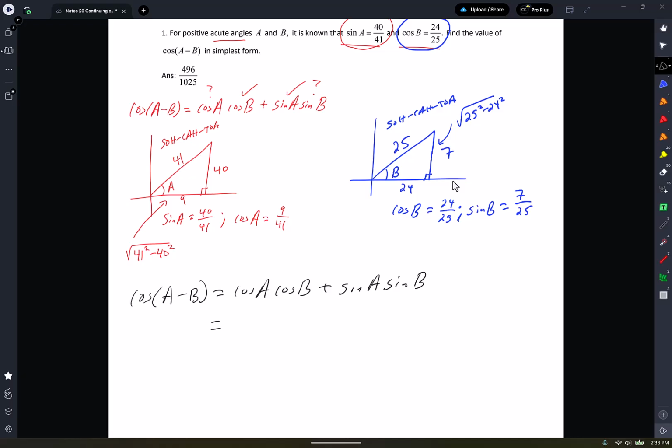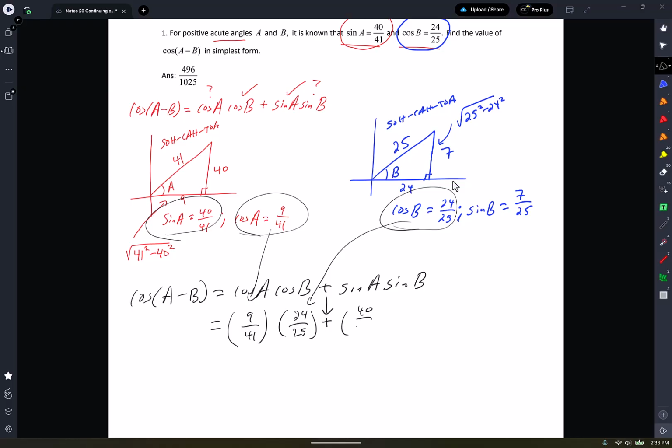Down here at the bottom, right below it, I'm going to type what cosine A is in parentheses. Cosine A, here it is: 9 over 41. Cosine B, that one was given: 24 over 25. Plus. Sine A, there's my sine A right here: 40 over 41. Sine B, here's my sine B: 7 over 25.